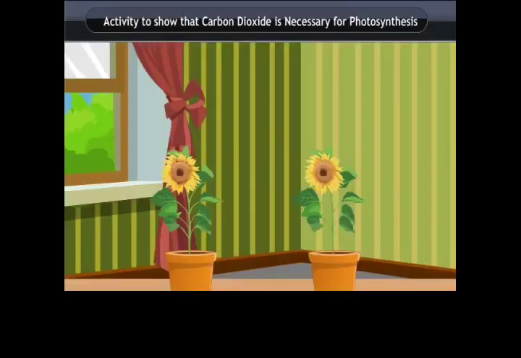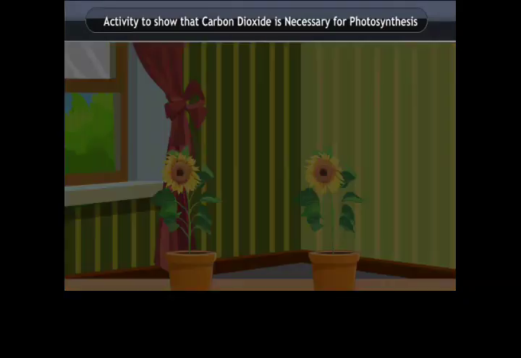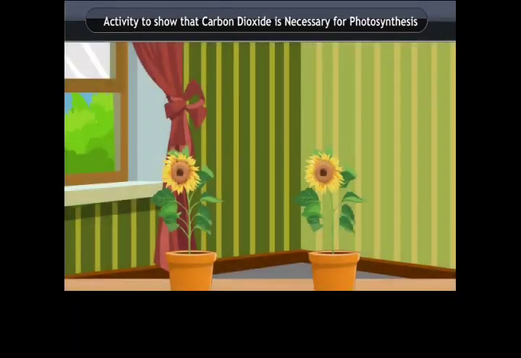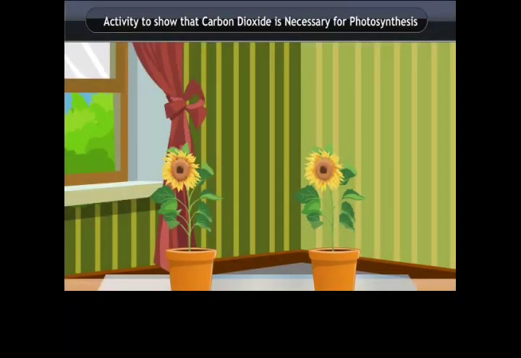Activity to show that carbon dioxide is necessary for photosynthesis. Take two healthy potted plants which are nearly of the same size. Keep them in a dark room for 3 days. Now place each plant on separate glass plates. Place a watch glass containing potassium hydroxide by the side of one of the plants. The potassium hydroxide is used to absorb the carbon dioxide.